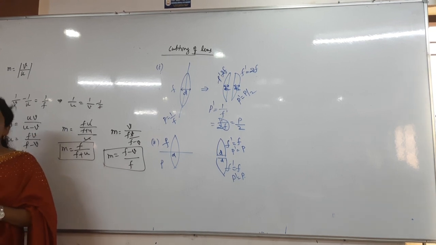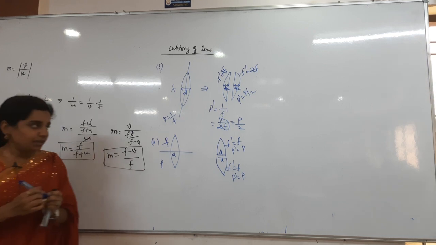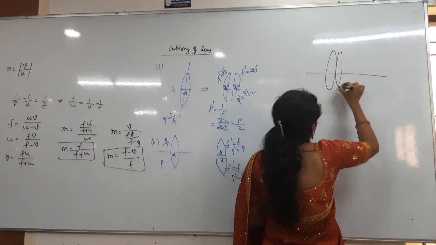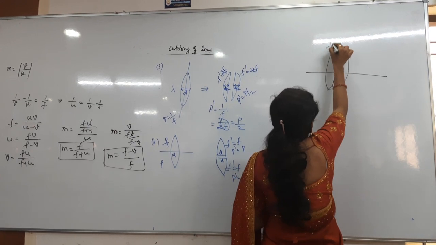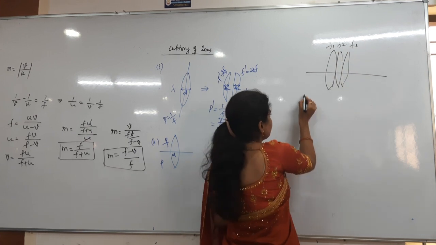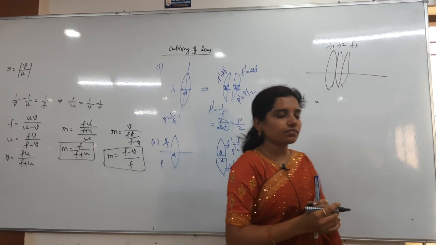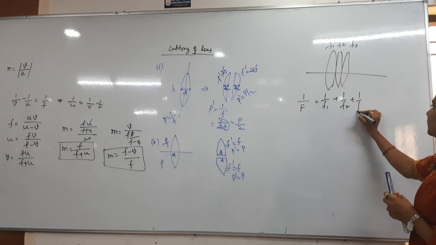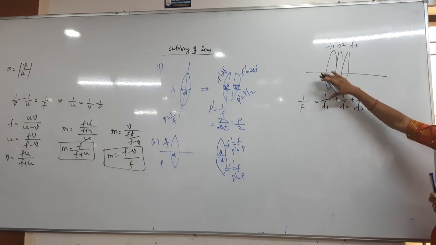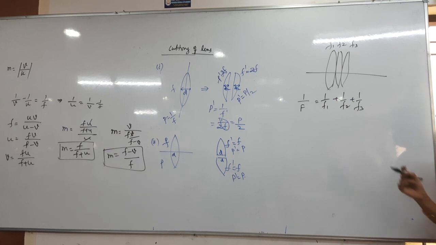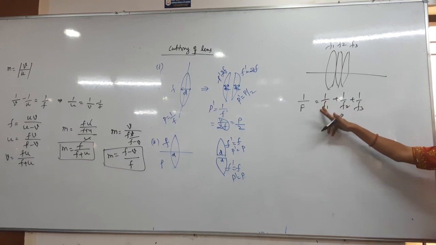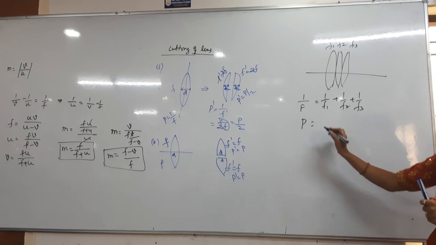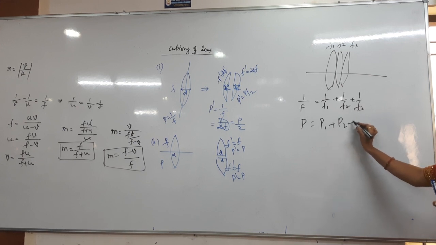That is about whenever you are cutting the lens perpendicular to the principal axis and along the principal axis. Next is the arrangement of lenses. Whenever we are arranging lenses in this manner, with lenses of different focal lengths f1, f2, f3, what can I write? Net focal length: 1 by f is equal to 1 by f1 plus 1 by f2 plus 1 by f3. This entire thing will work like a single lens. Now tell me what the power will be. P is equal to P1 plus P2 plus P3.